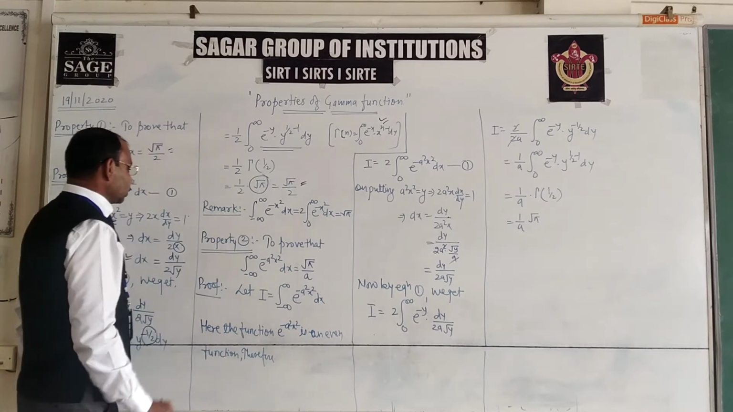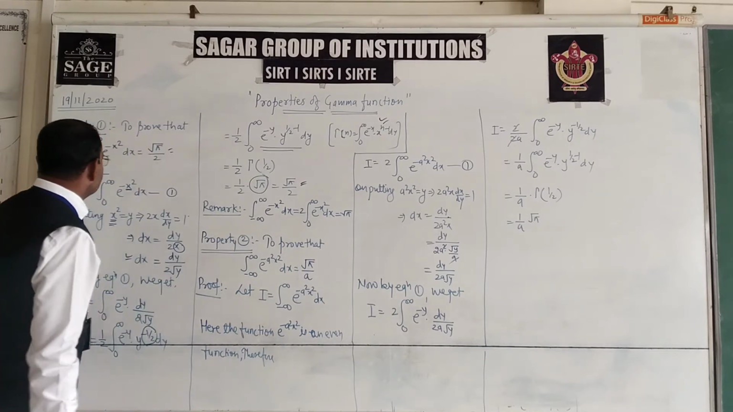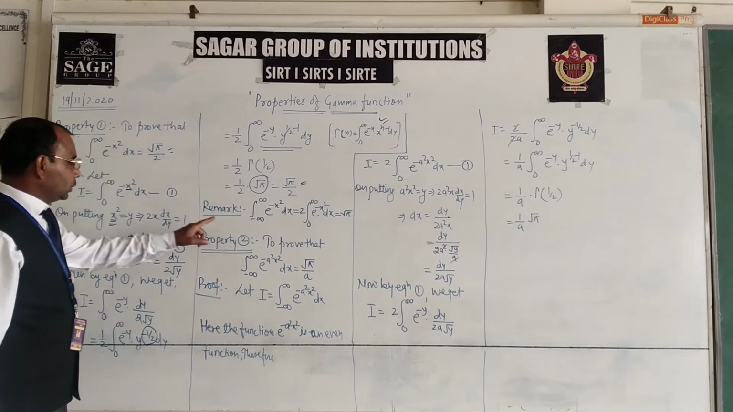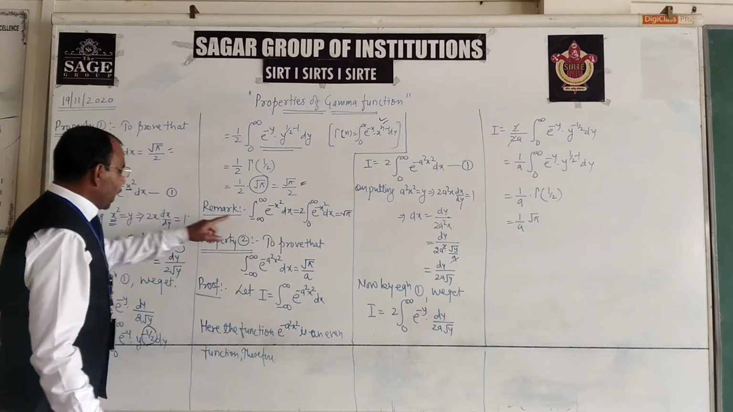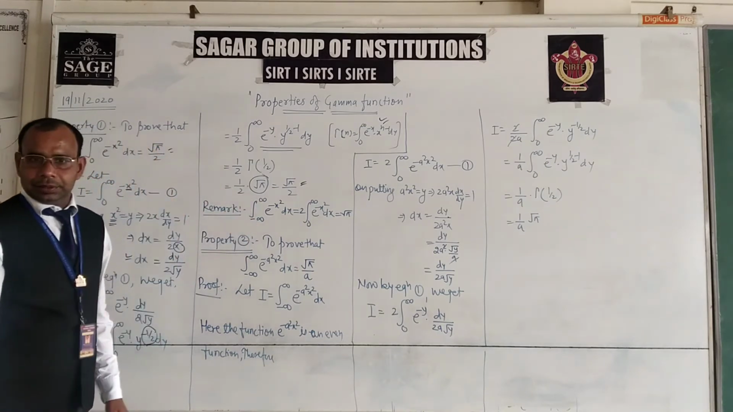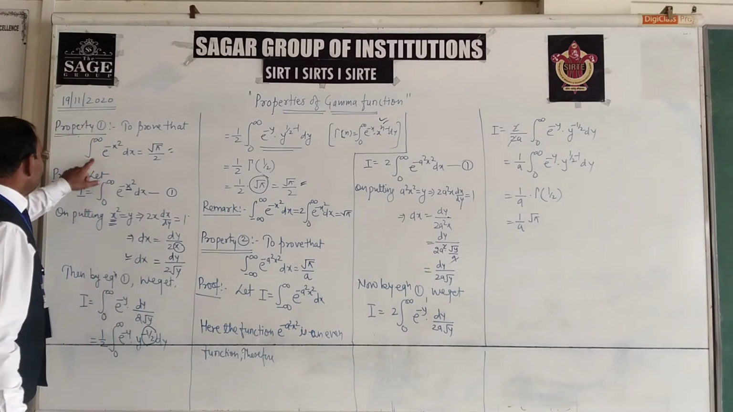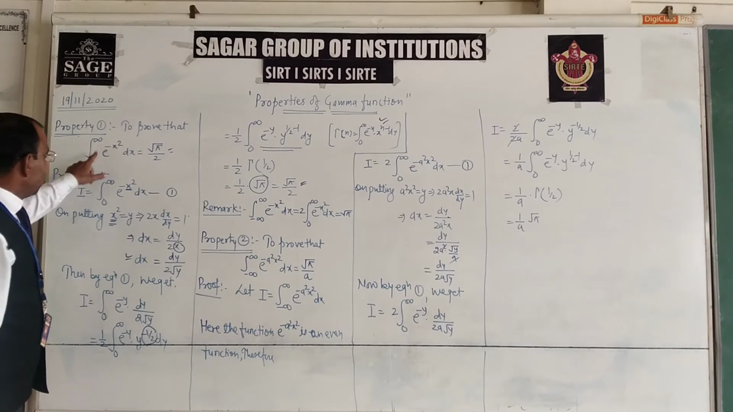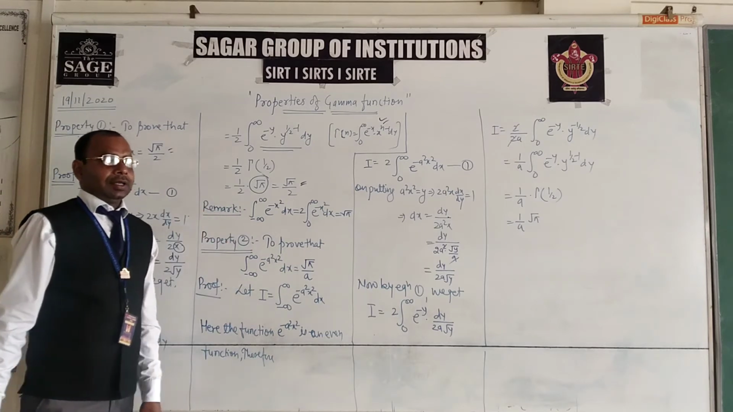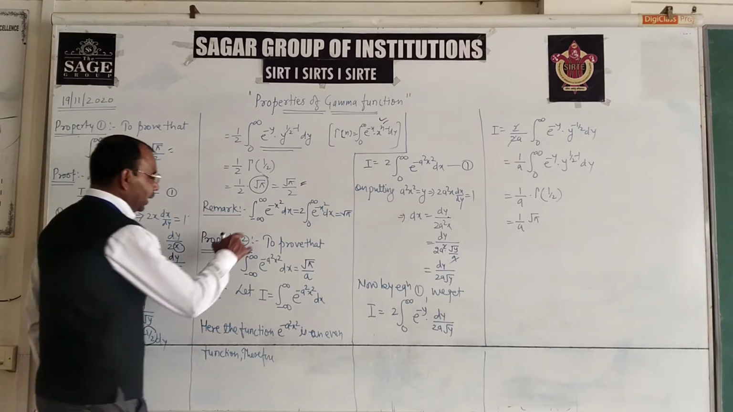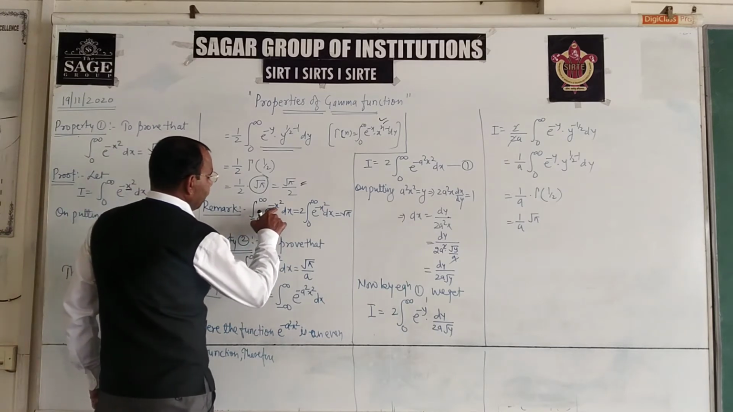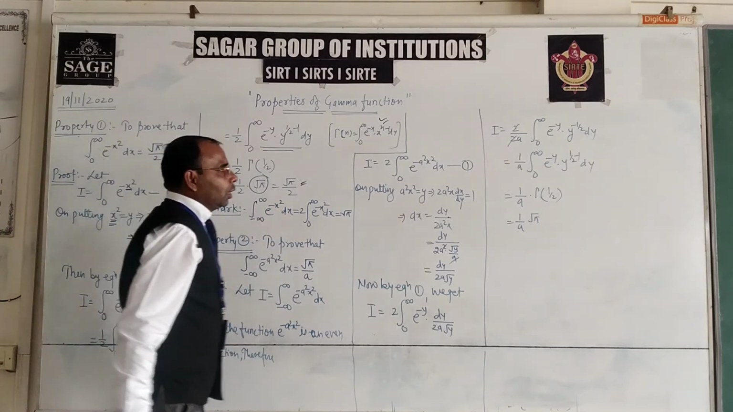Now we take a remark. Suppose the question has limits from minus infinity to plus infinity. But we have proved it for 0 to infinity. So the lower limit is minus infinity. In that case, the integral from minus infinity to plus infinity of e to the power minus x square dx.